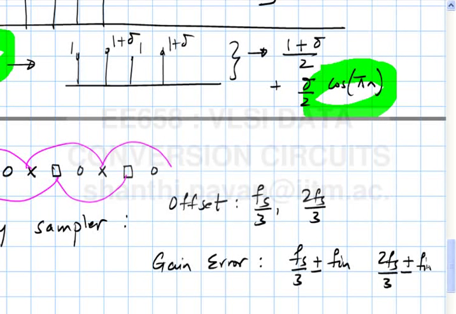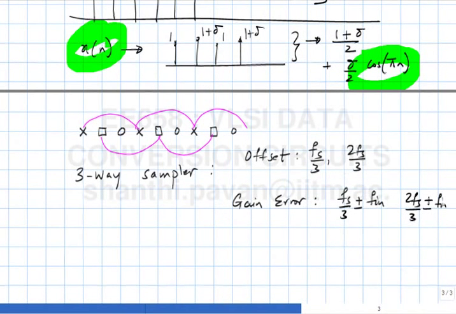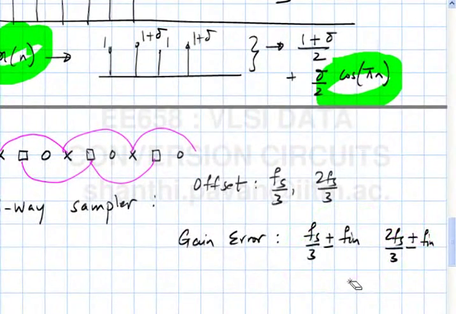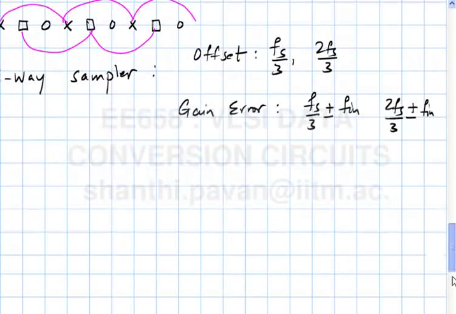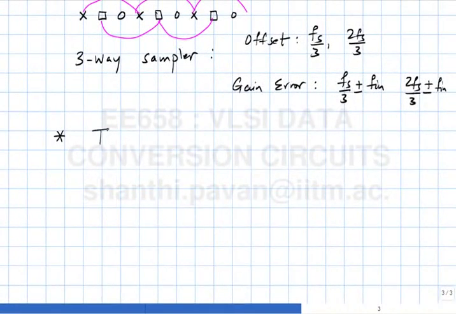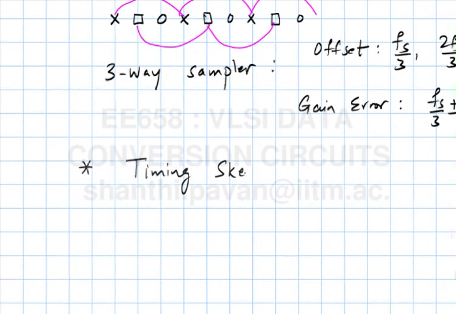So even though the input was simply a continuous time single tone sine wave, when you look at the discrete time spectrum and try to interpret what the continuous time input was, it will seem as if the input was not just one tone but these myriad other tones. Clearly the strength of all these tones will be related to the gain error, and similarly the strengths of these tones will be related to the magnitudes of the offsets in each channel. So the last thing that we need to consider is timing skew, and I will just leave this for your assignment.